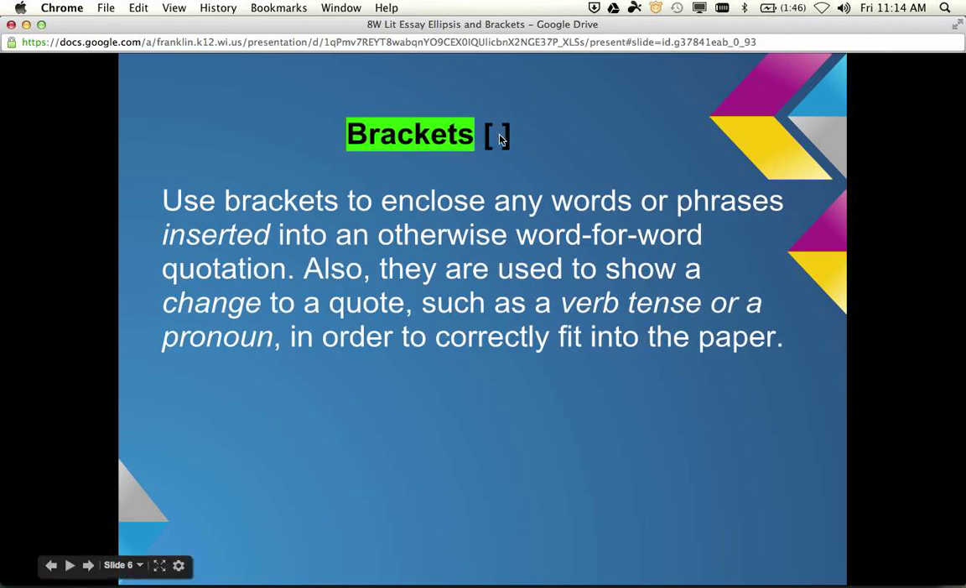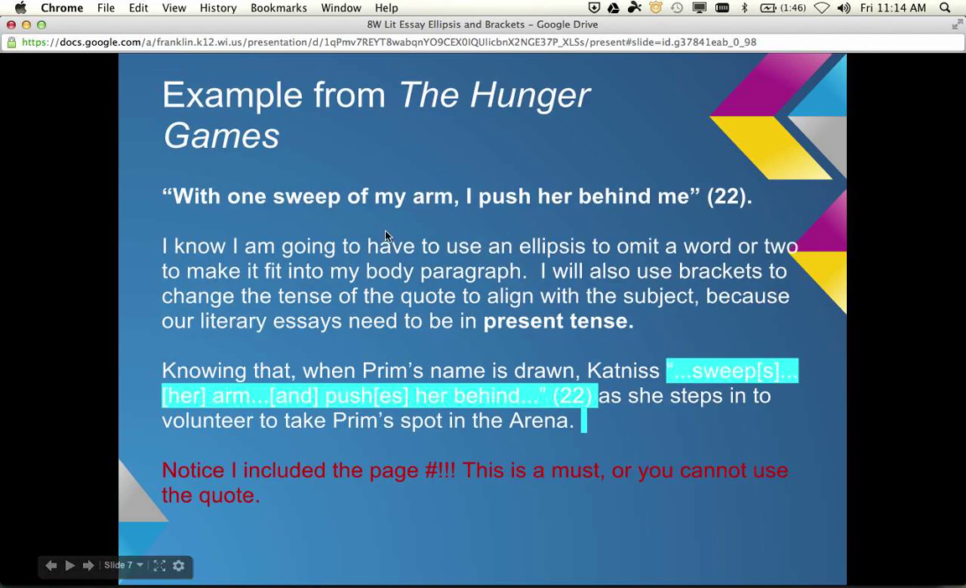You're going to use brackets, these are brackets, to enclose any words or phrases inserted into an otherwise word-for-word quotation. Also, they are used to show a change to a quote, such as a verb tense or a pronoun, in order to correctly fit into the paper. All right, that looks like this.